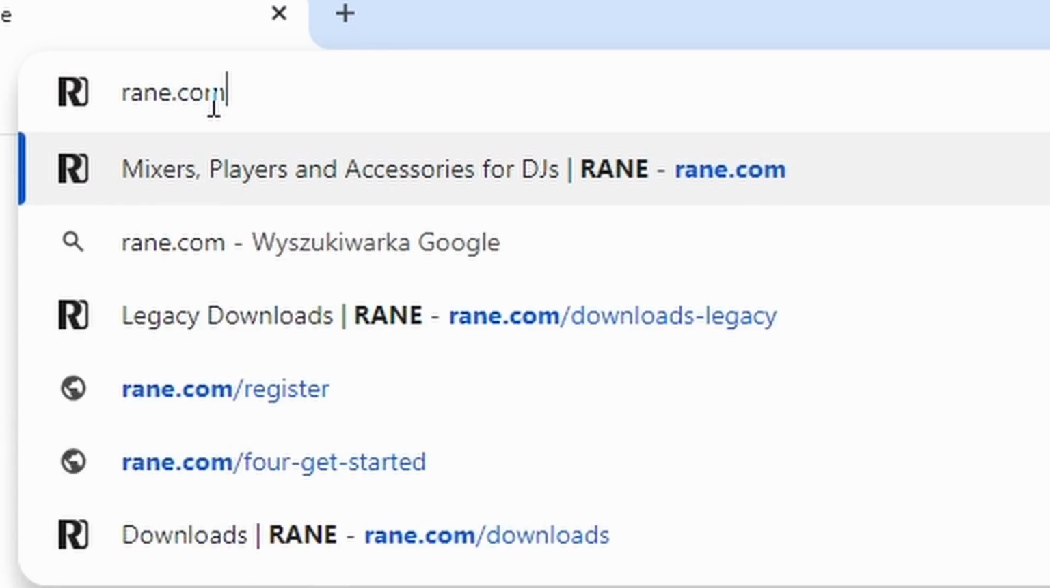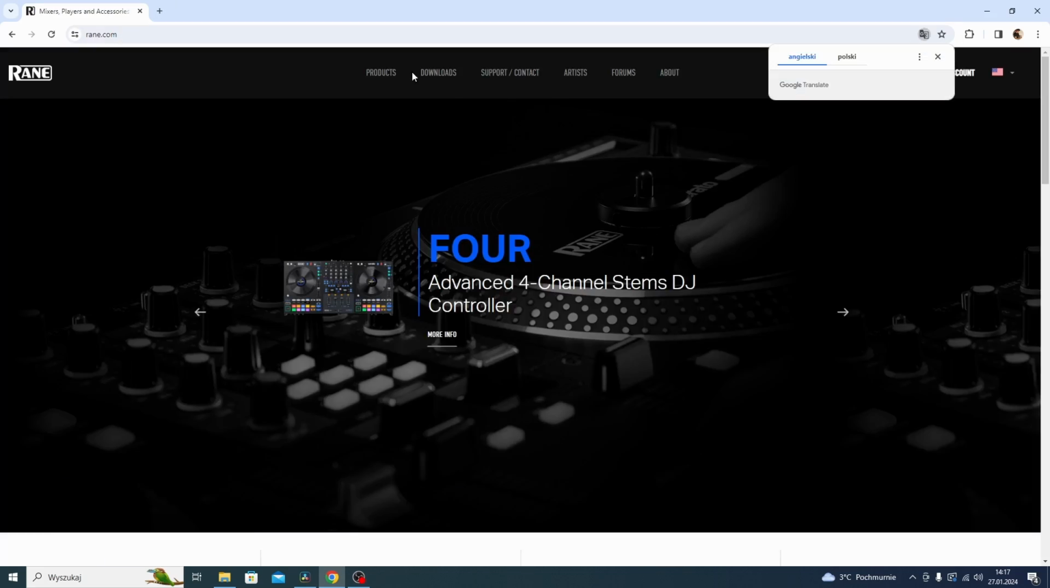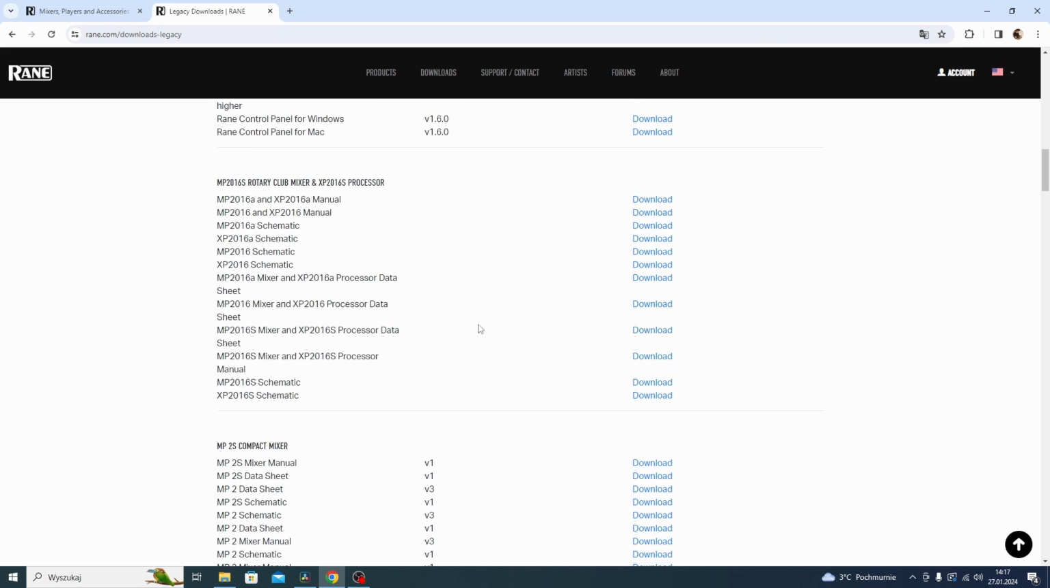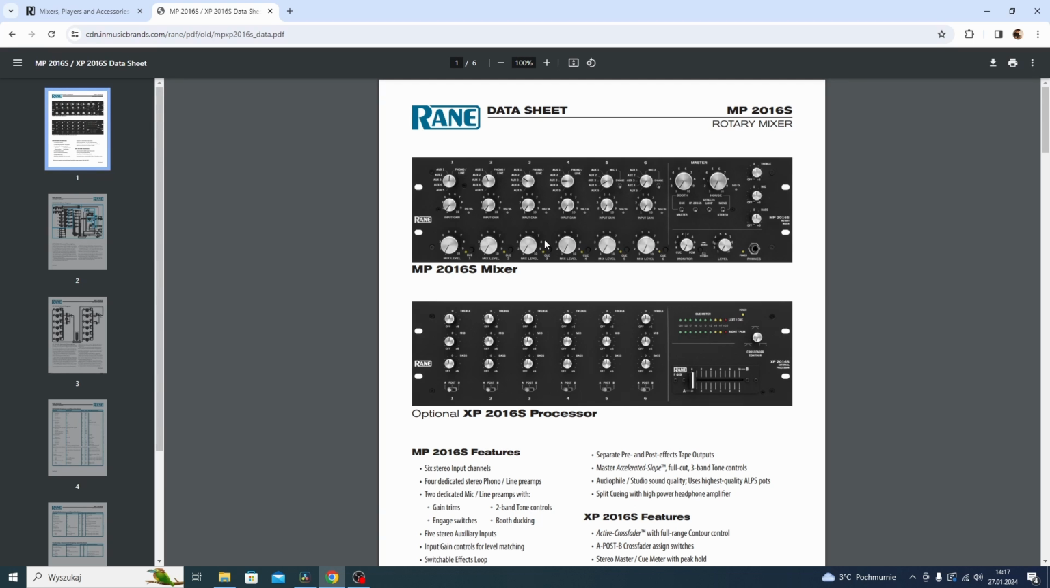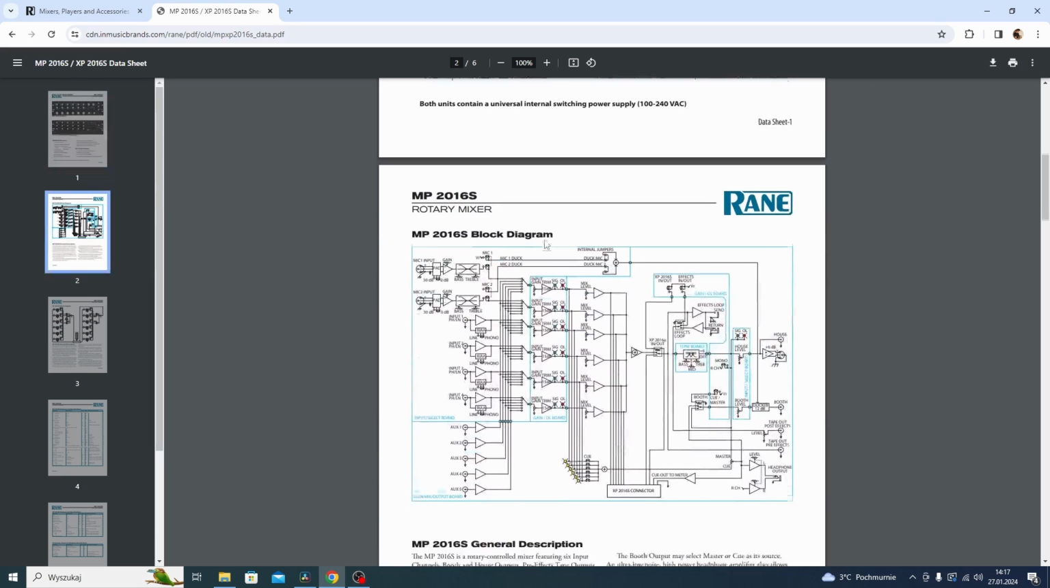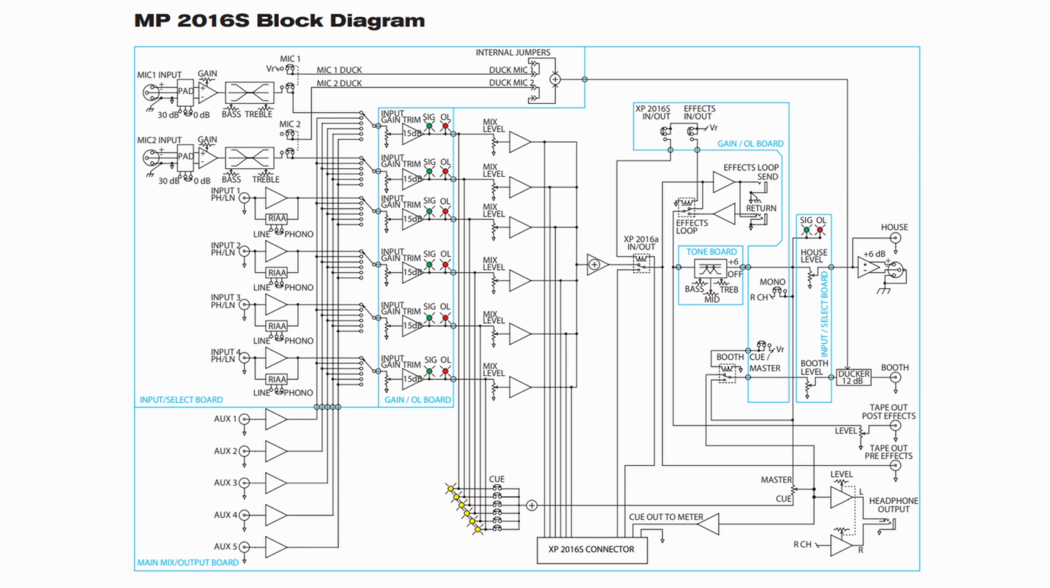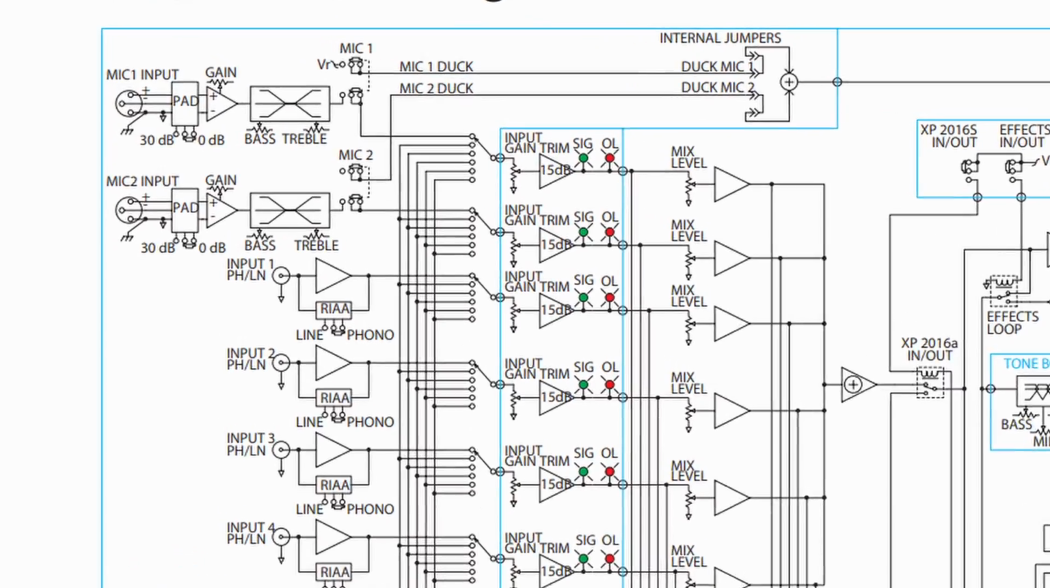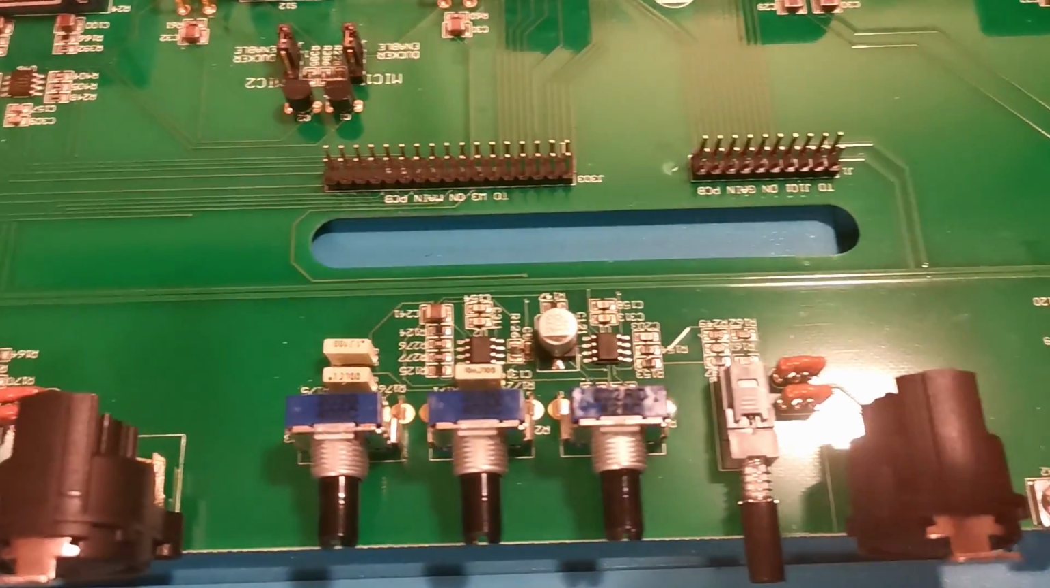Rane Company deserves praise for providing schematics of their devices. This way they are extending their product longevity and provide users the ability to operate the equipment for decades or even centuries. And finally, they provide me the ability to do a really deep dive now. So let's start from the beginning and examine the inputs.